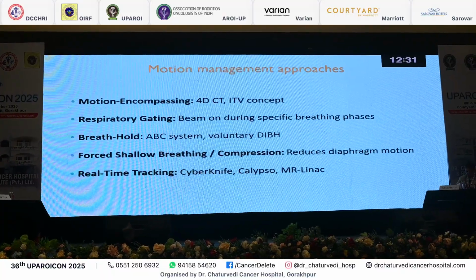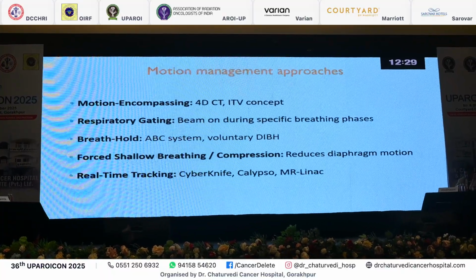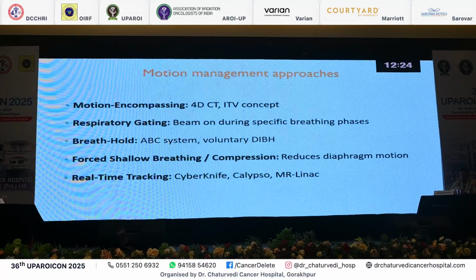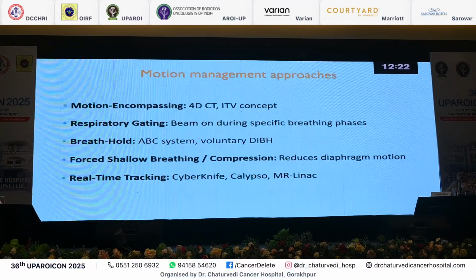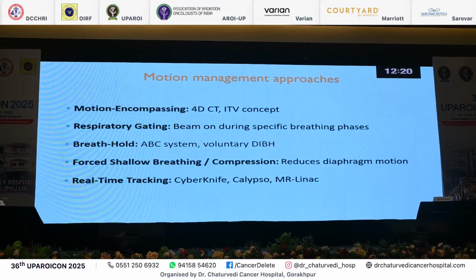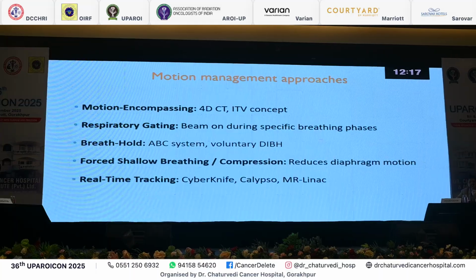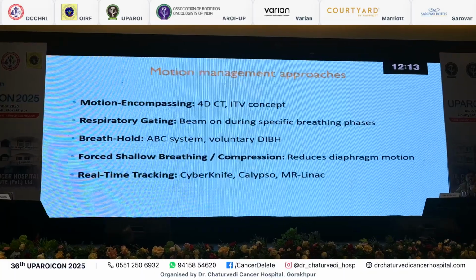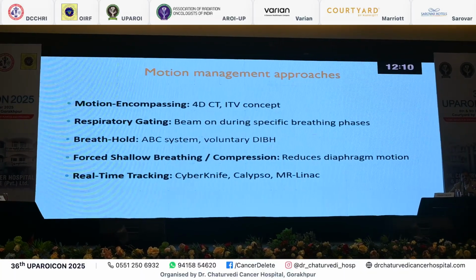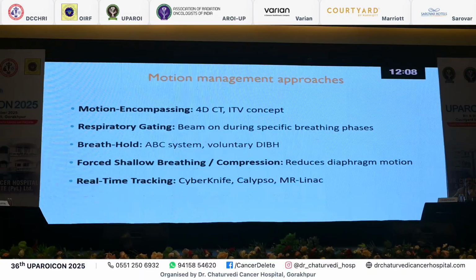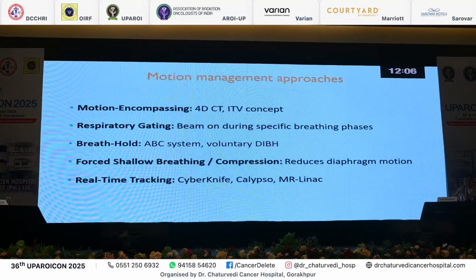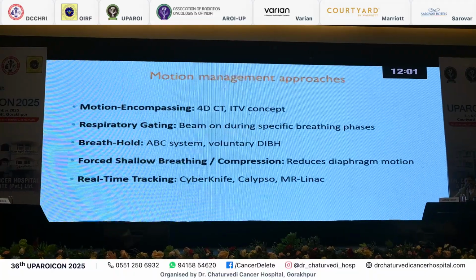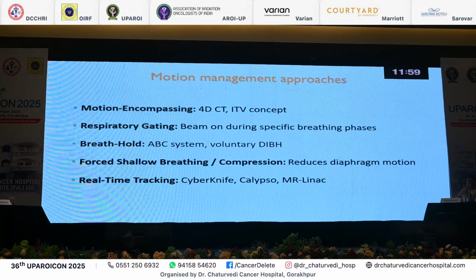Solutions are that we go for volumes which can encompass the tumor in real time by having the concept of internal target volume. We can have 4D CTs, we can have respiratory gating, whereby we put on the beam only during specific breathing phases of the treatment cycle. Then of course breath hold, which is not very practically feasible most of the times. Other than that, training the patient very meticulously how to control his or her breathing during the treatment.